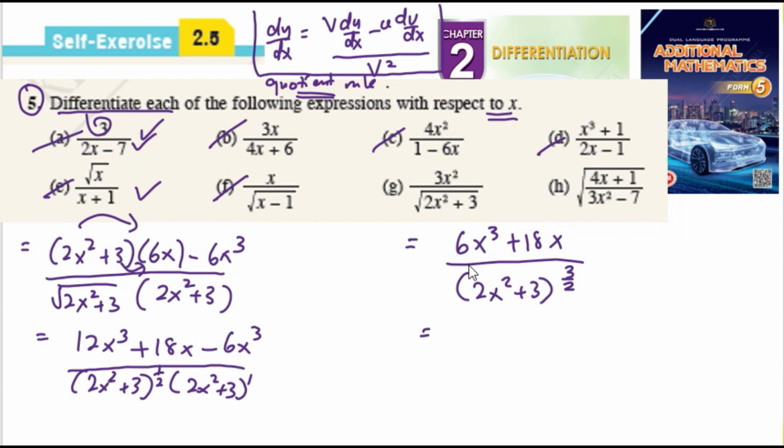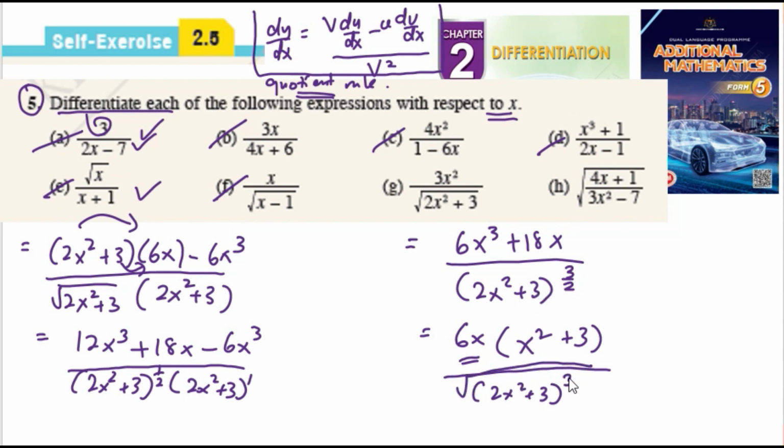First up, here you can see you can factor 6x out. When you factor out 6x, you have x squared here, and 18x divided by 6x, you get 3. So here you divide by 2x squared plus 3 to the power of 3 over 2, which means square root, because over 2 means square root, and then this one is to the power of 3.